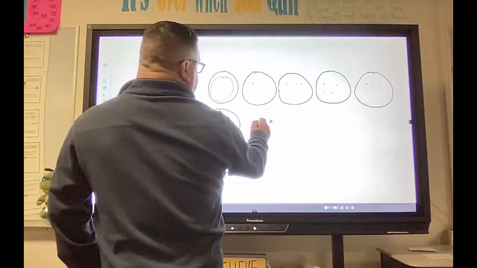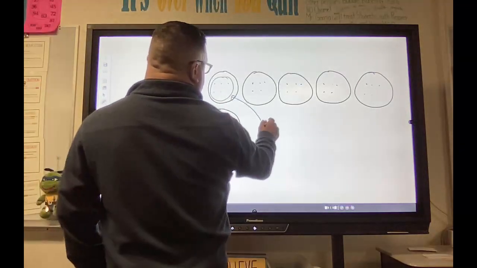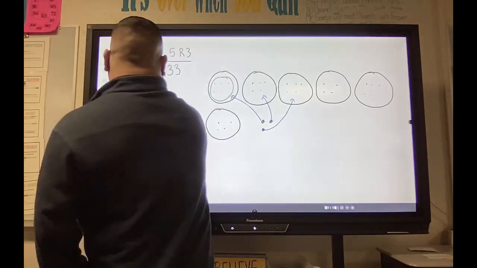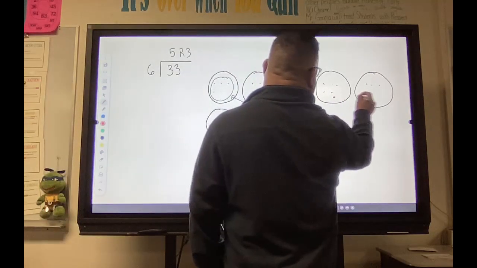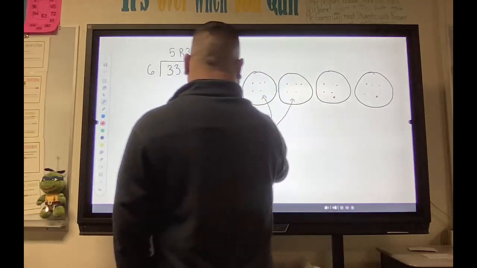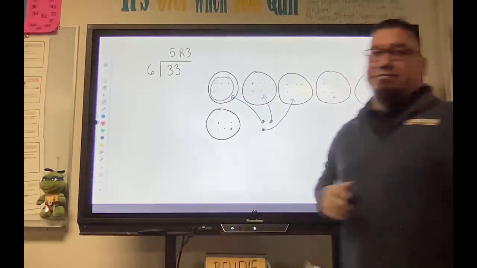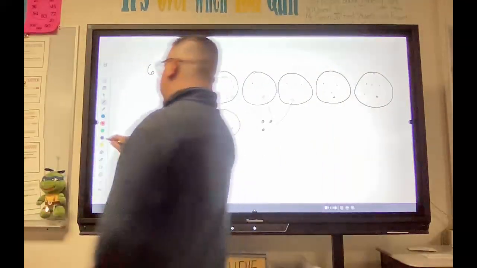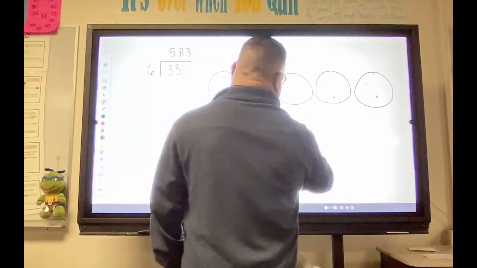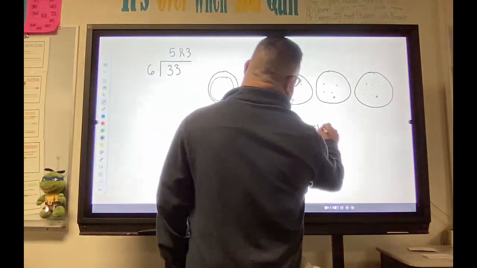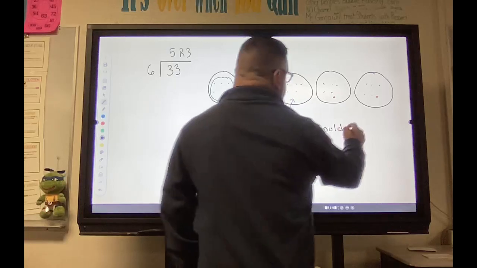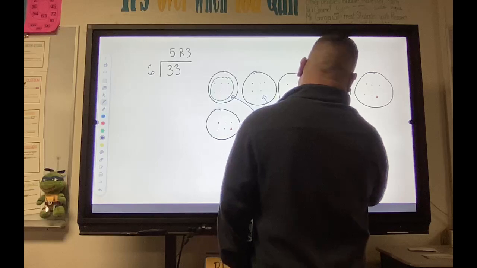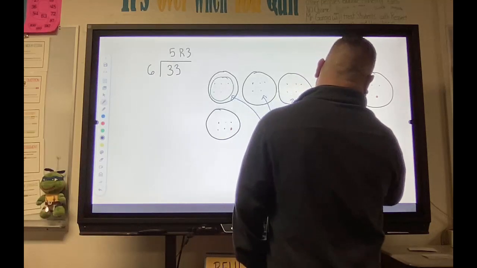These 3 he has right here, those are left over. So if he gave these 3 to them, these guys would still need 1, right? So how many more? 1, 2, 3. Now they all have how much? 6. So the final answer, if you answer it in a complete sentence, it should say, he should have bought three more.